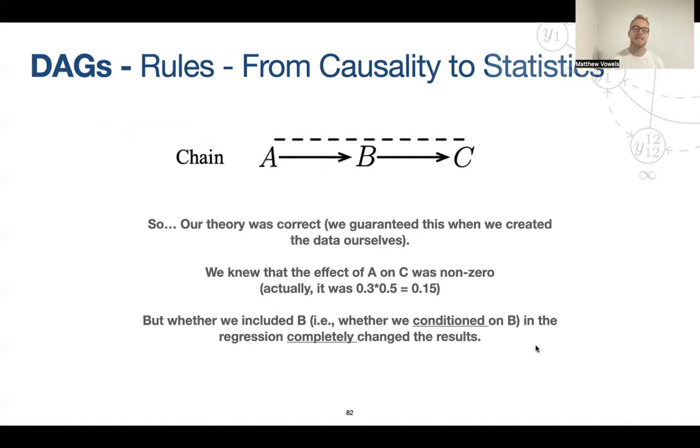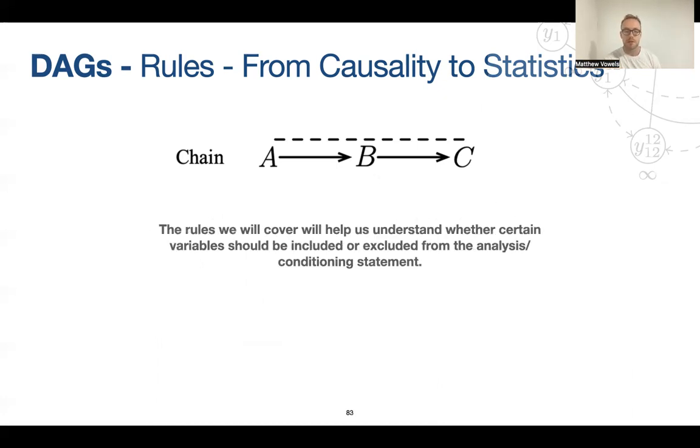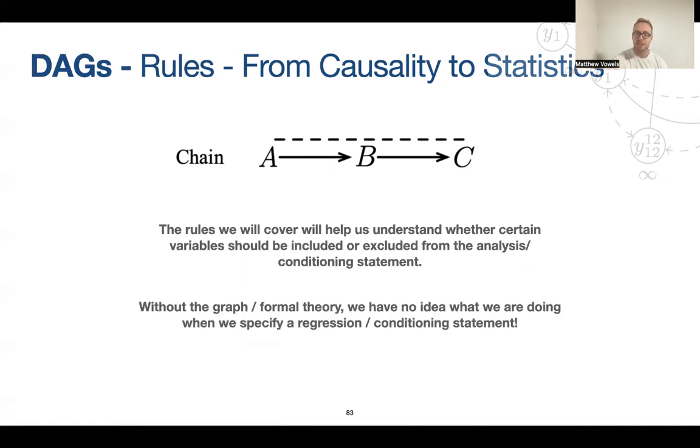So in other words, if the analysis is consistent with the graph and we know which variables to include, we get the correct result. If it's not, we get the wrong result. And so these rules are going to help us decide when we should and when we should not include certain variables in the analysis. Without this graph, we have no way of doing that. We have no way to really know whether or not the conditioning statement is consistent with the graph.